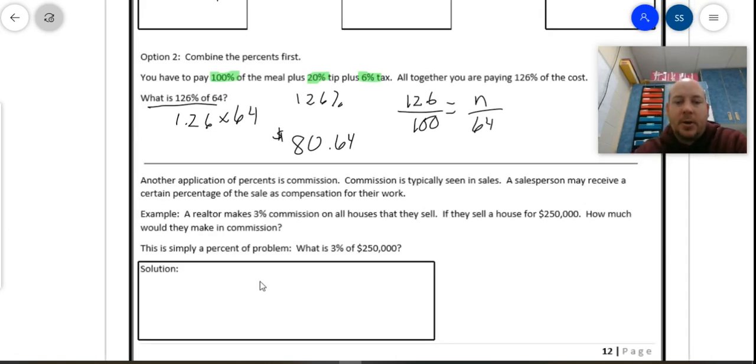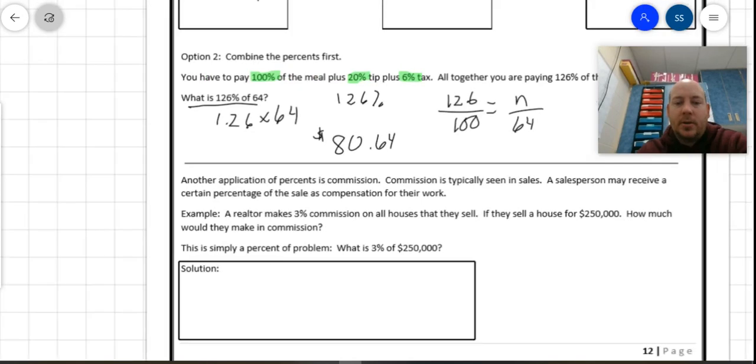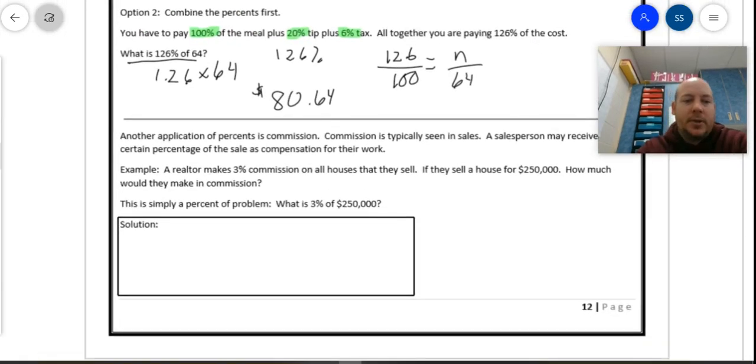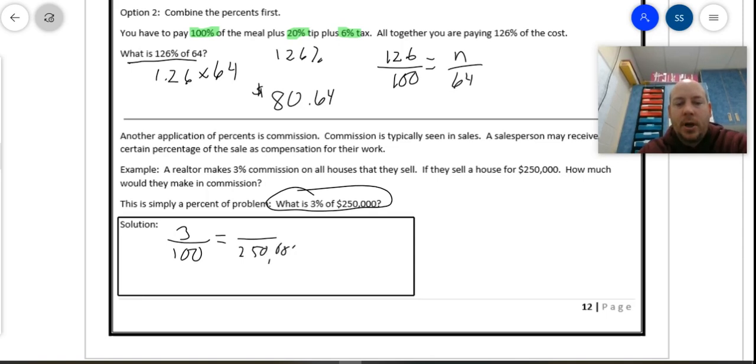All right. So basically, we're asking what is 3% of $250,000? Again, if you do a proportion, 3 over 100, and 250,000 is the total. We're figuring out what part you get, or if you do more of an equation, 0.03 times 250,000. So it's just a simple percent of problem.